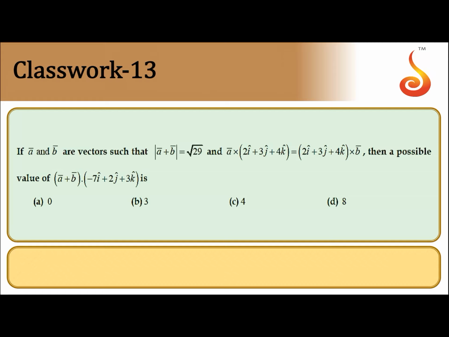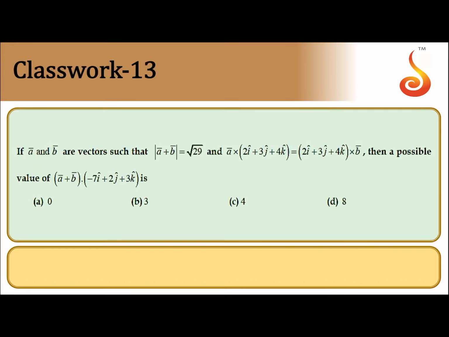Coming to the next one. A and B are vectors such that the magnitude of A plus B is equal to root 29. Let us work out carefully. A cross one vector equals the same vector cross B is given to you. Then the possible value of A plus B dot another vector is how much?